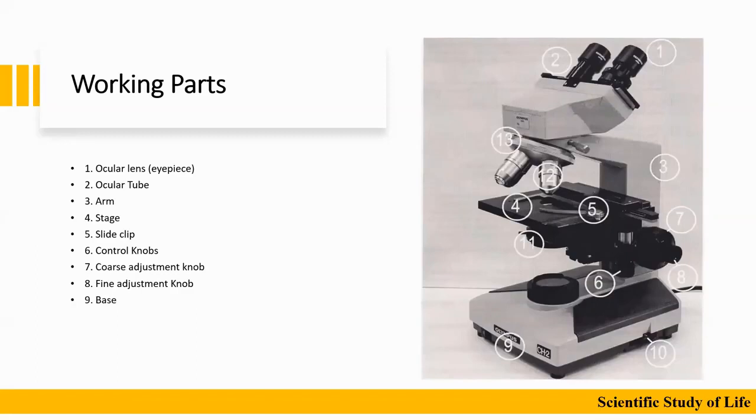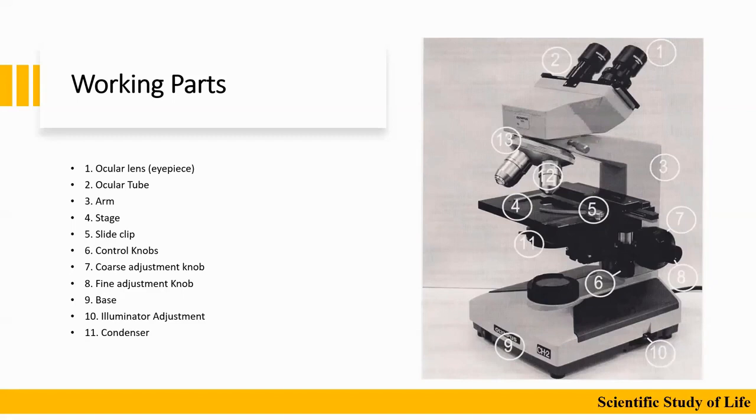And we also have the illuminator adjustment, which provides light beneath the condenser and the diaphragm. It simply is a mirror, and the intensity of light is adjusted according to the thickness and the density of the specimen that is being focused.